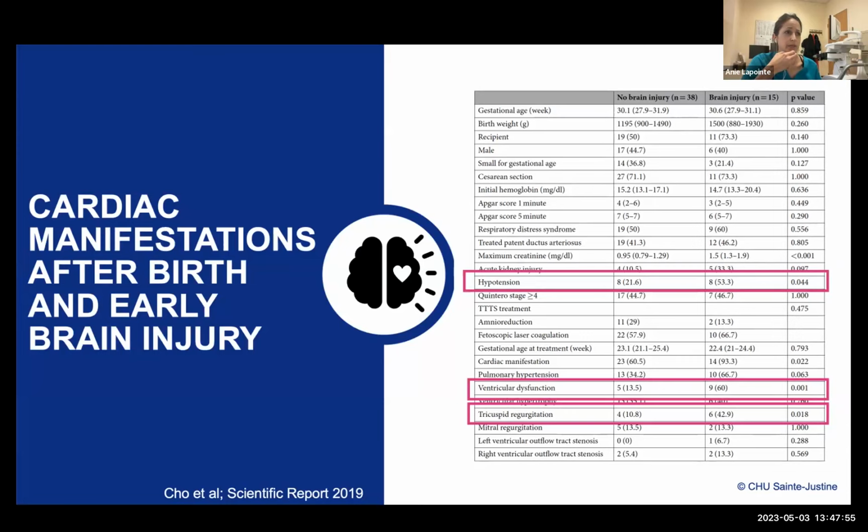Recipients or donors are described in this paper in 2019. This is a prospective study, and they compare recipients and donors with brain injury or no brain injury. Brain injury was assessed with brain MRI or head ultrasound. Hypotension in the first week of life and immediate postnatal cardiac manifestation were more prevalent in the brain injury group. In their multivariate analysis, acute kidney injury and cardiac manifestation were associated with brain injury.